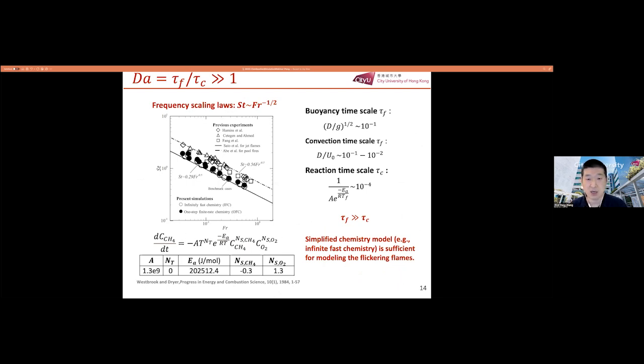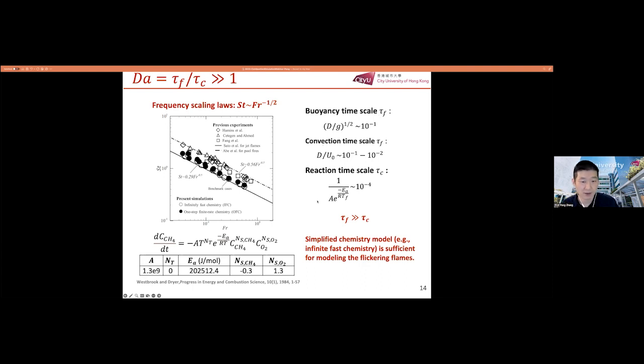Then you might ask me, what kind of chemistry did you use in your simulation? At that time I recognized that this is a diffusion flame far away from local extinction, so we don't need to worry about the chemistry. Basically the reaction sheet approximation is enough. This is a standard procedure in studying diffusion flames. Then we can check that this is actually the case, with a very large Damköhler number. If we use finite rate chemistry, for example a one-step overall reaction mechanism for methane combustion, we can see that the reaction time scale is much smaller than either the buoyancy time scale or the convection time scale.